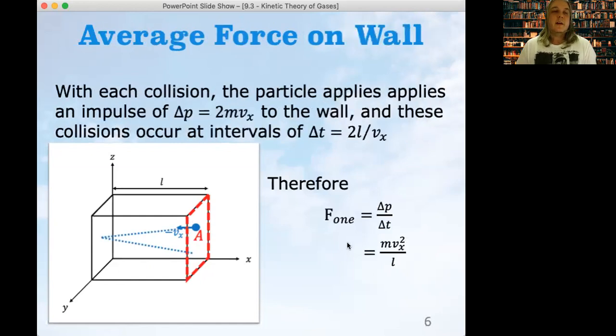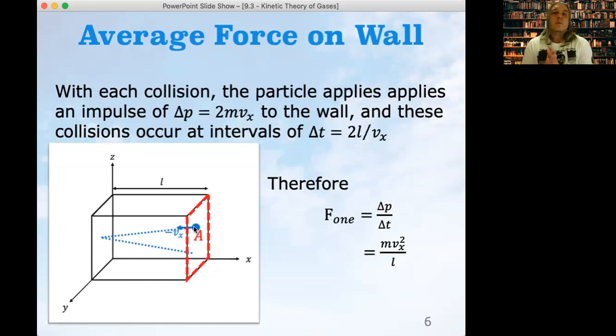Right? And that means that the force from one particle on this end, now this is a time averaged force. So remember that the impulse is the change in momentum over change in time. What we're actually doing is using the change in time as being the time from one collision to the start of the next collision, right? And we're using the change in momentum as being the momentum that occurs right at that collision.